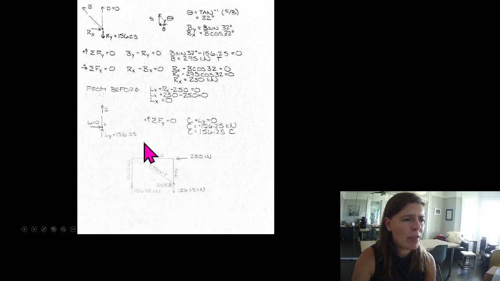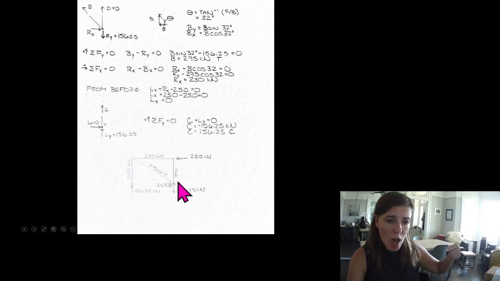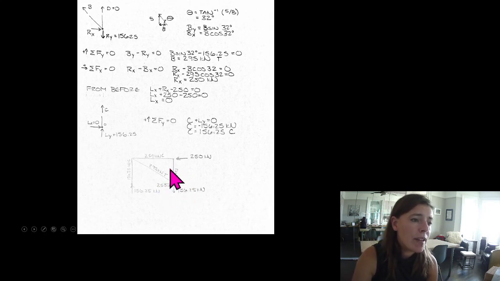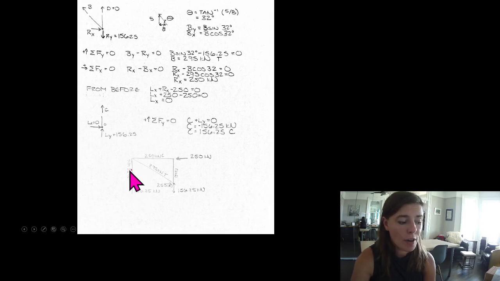Let's just write out everything we know here. We have our reactions. So this one's going up and this one's going down. Our reaction to stop it from sliding is all happening right here. We have 0 force in this member. We have 250 kilonewtons of compression here, 295 kilonewtons of tension in the brace, and 156.25 kilonewtons of compression right here.